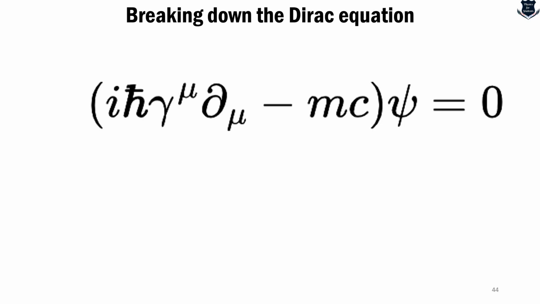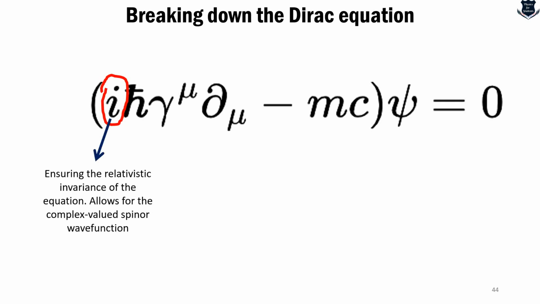This is what is called the Dirac equation. First of all, let's look into what this i is. It is very common, involved everywhere in quantum mechanics. It ensures the relativistic invariance of the equation and allows for the complex valued spinor wave function. This is just to give you an idea. Don't worry, we will take these up in the subsequent videos one by one.